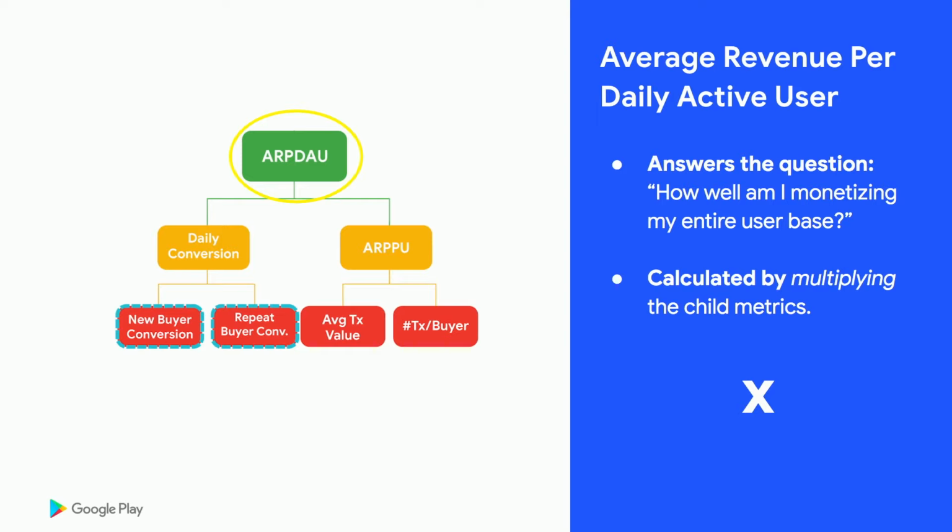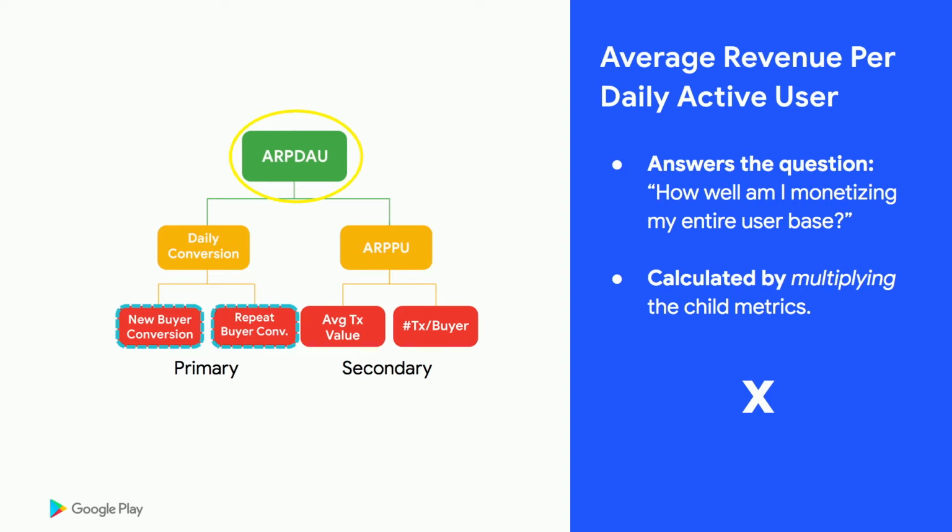So starting with ARPDAU, or average revenue per daily active users. This is the highest level metric on the tree, and it tells you how well you're monetizing your entire user base. So it's calculated as the total revenue that you've made in a day divided by the unique number of daily active users in the same day. And you can break this down into two child metrics that you would multiply together: daily conversion and your average revenue per paying user. But let's go through each of them.